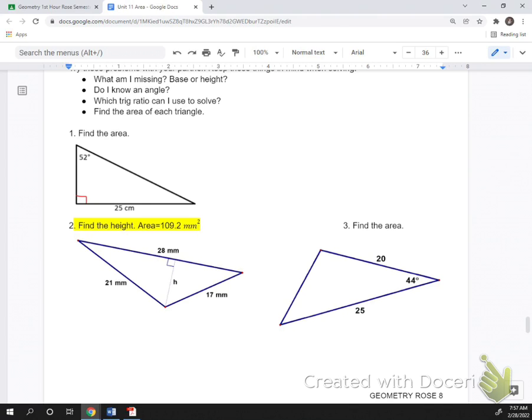Sorry, I forgot. Number 2, there was a mistype. Number 2, I highlighted on the screen. It should be find the height. We should have given you the area. Number 2 is a mistype. Can you fix that for me, please? Thank you. Number 2, fix that.